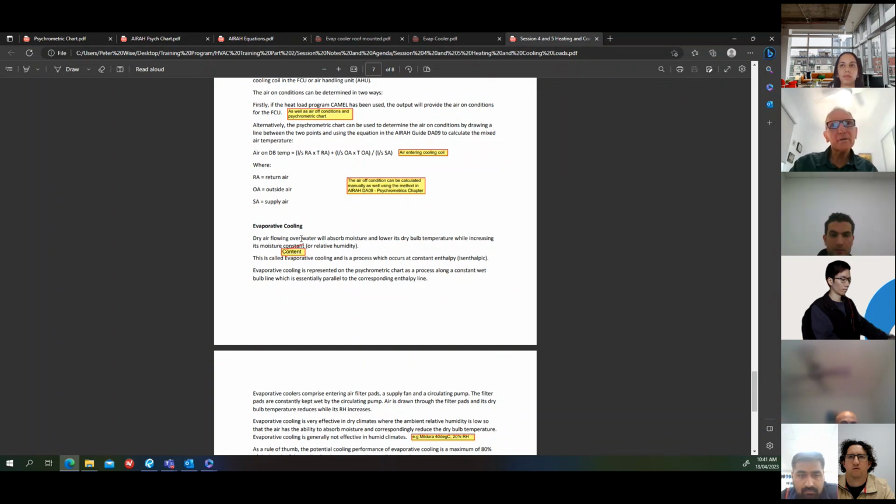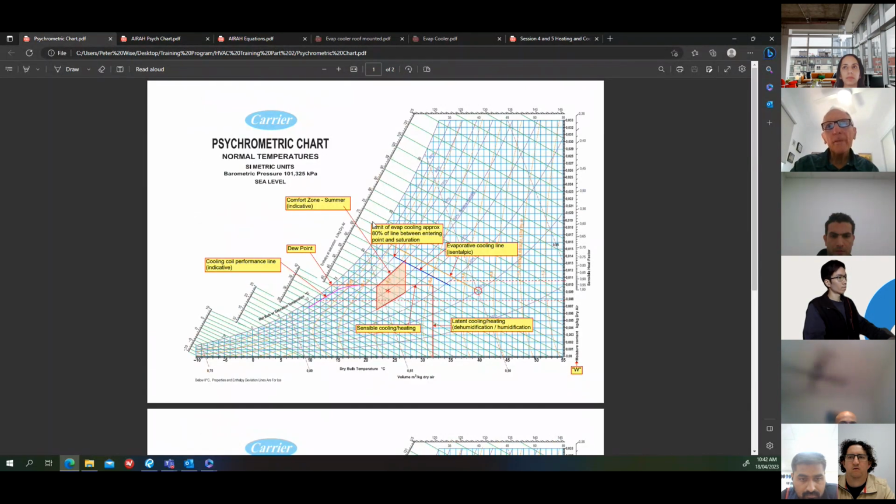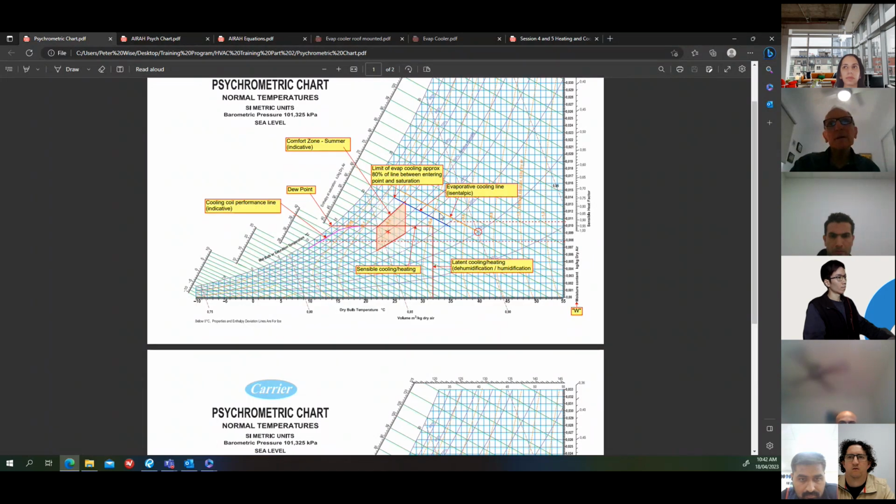Well, just the opening statement here: dry air flowing over water will absorb moisture and lower its dry bulb temperature while increasing its moisture content. There was a typo there. I had constant moisture content or relative humidity. On the psych chart, what this looks like is I've got two lines along the wet bulb line here. There's a blue one and a brown one. Looking at the blue one to start off with, evaporative cooling is a nice enthalpic process, so constant enthalpy. But enthalpy and wet bulb lines are, for all intents and purposes, parallel.